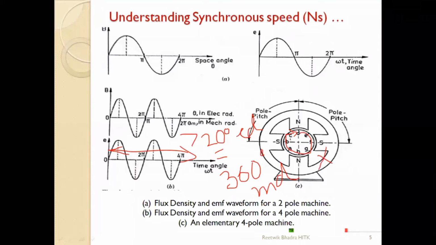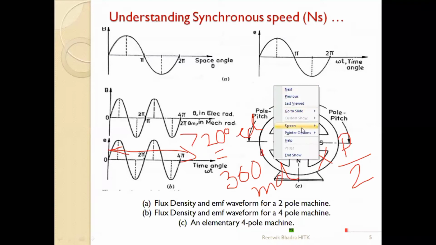So 720 equal by multiplying some factor, that is P by 2. That factor comes out to be P by 2. And how many number of poles are there? 4. So 4 by 2 gives you 2. So 2 into 360 gives you 720 degrees. So this is how, if you are comparing your EMF and rotation, you will get a difference in electrical degree and mechanical degree. And the relation is electrical degree equal to P by 2 times mechanical degree.